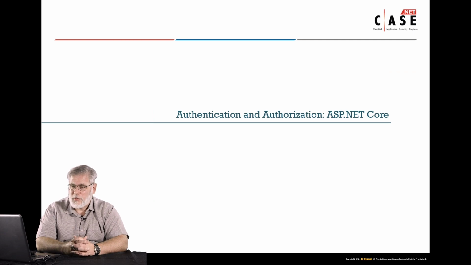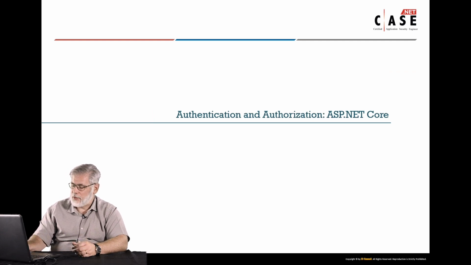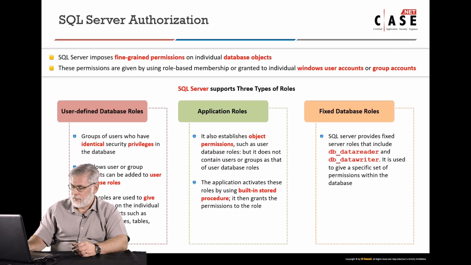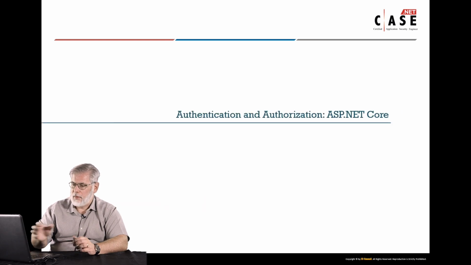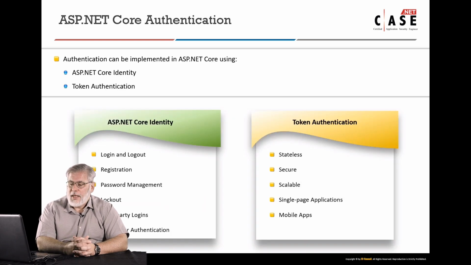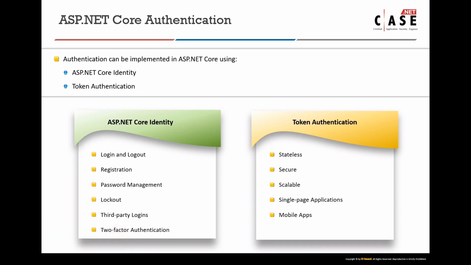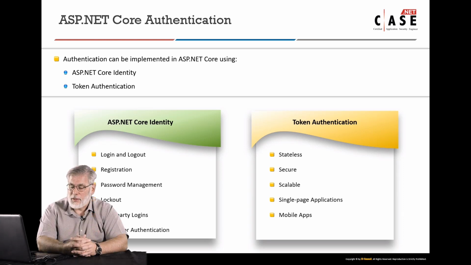Authentication and authorization within .NET Core. Let's take a look at that. Authentication can be implemented in the core using basically two processes: .NET Core Identity and token authentication. Core Identity allows users to log in and log out, manage passwords, register, has lockout policies, can support two-factor authentication, and even third-party logins.